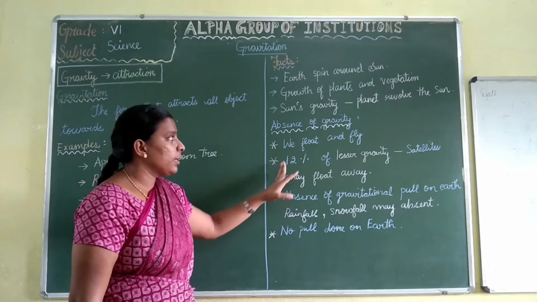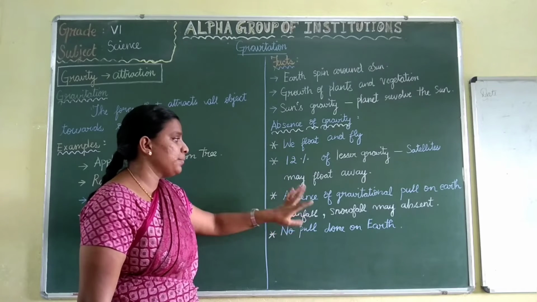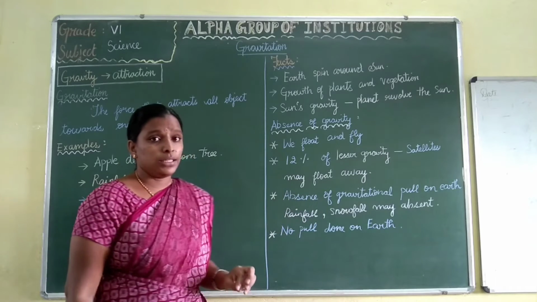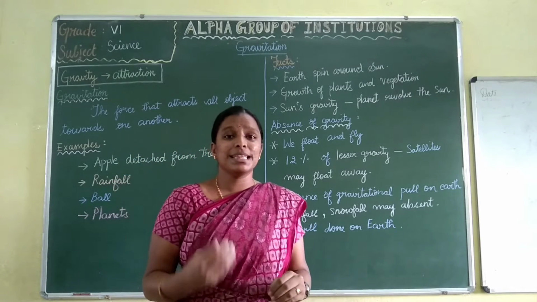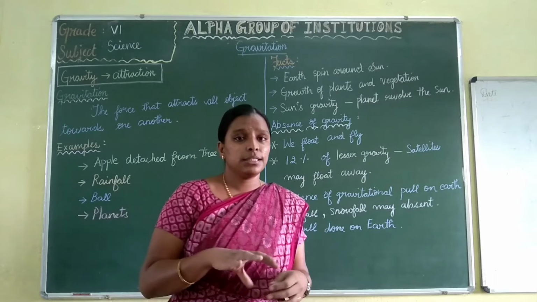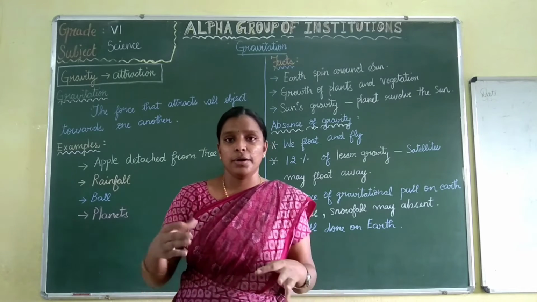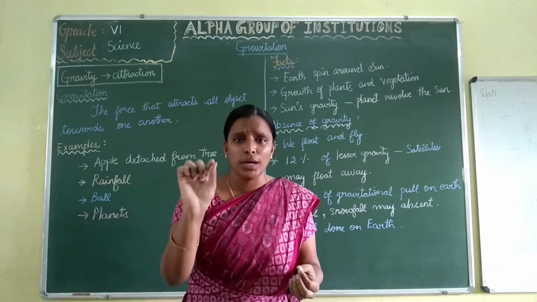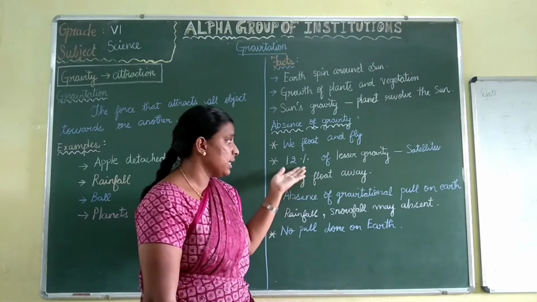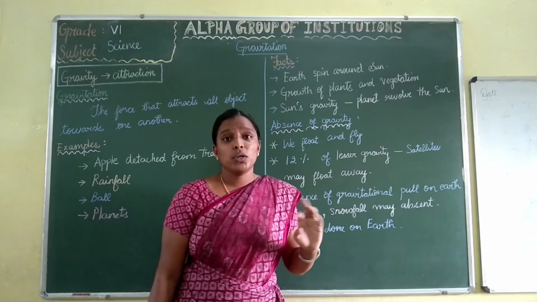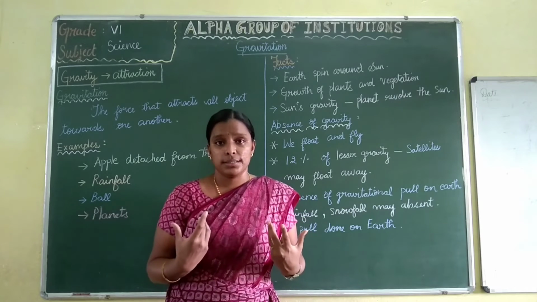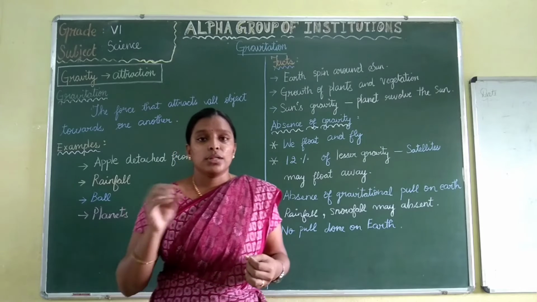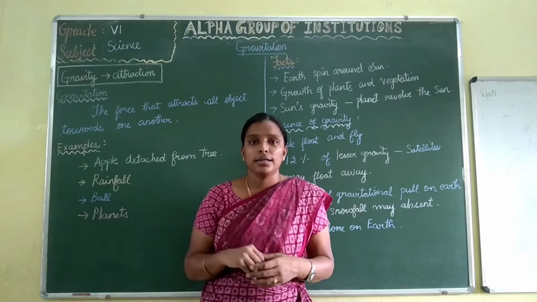Then, if there is an absence of gravity, the pull on earth is absent, and rainfall and snowfall may be absent. This is a basic thing that is needed. We don't think of it as a part, but if at all 12% is less, even a satellite can float, then what about us? So this is very important, clearly seen.